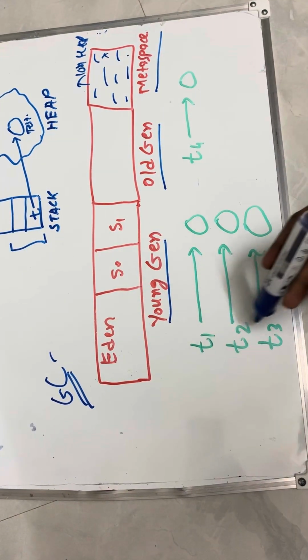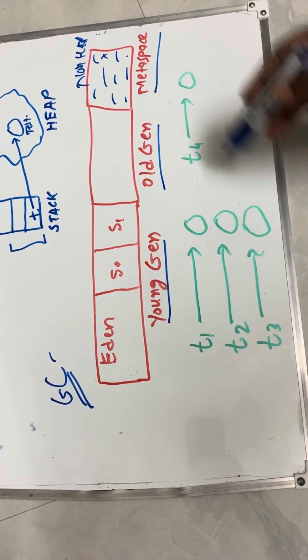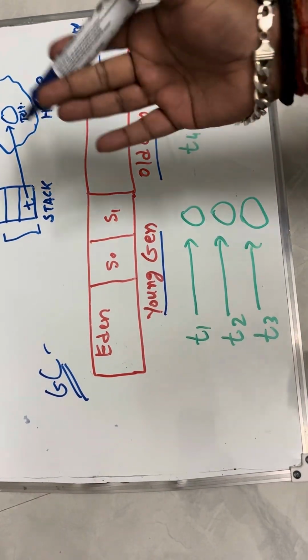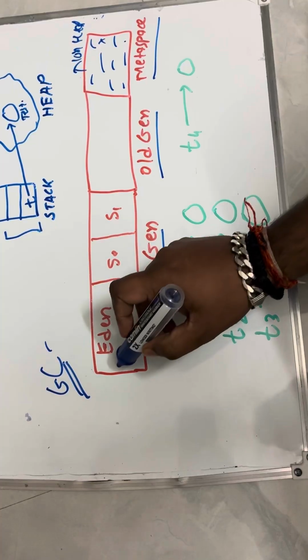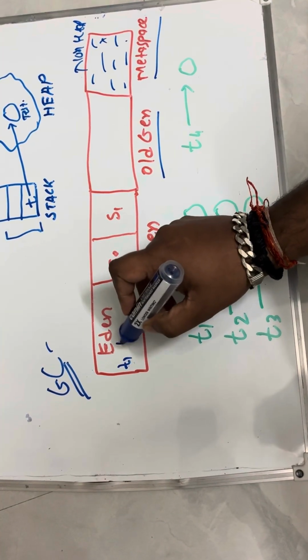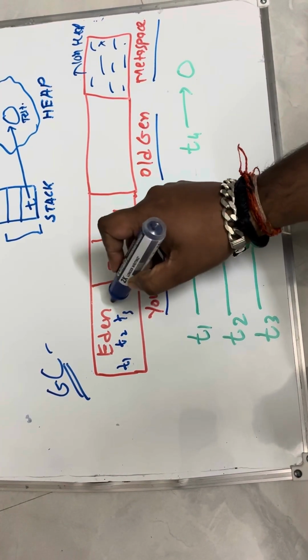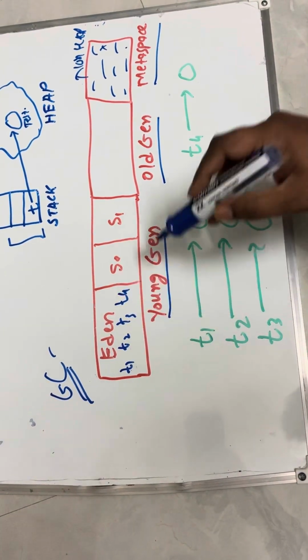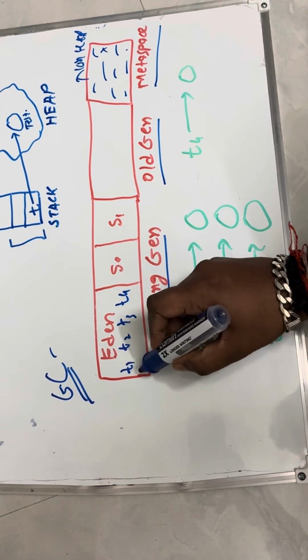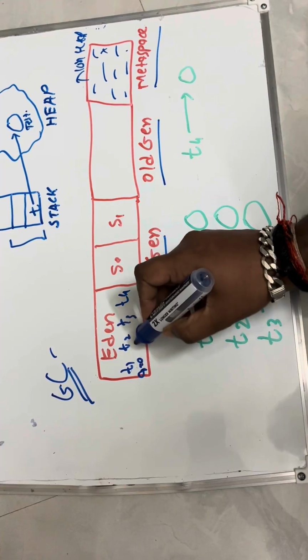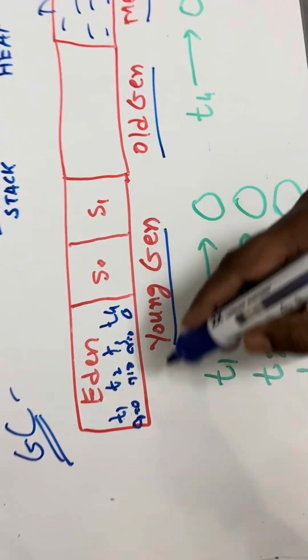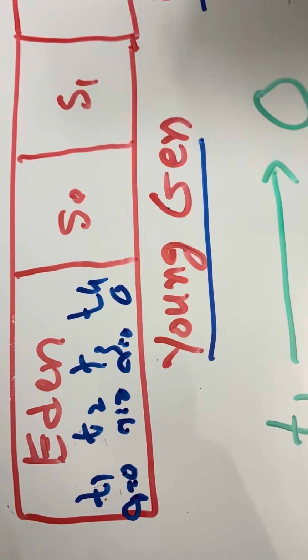Let's assume I have created four objects: T1, T2, T3, T4. The first time they get created from any function or anywhere, they will be created in the eden space. And there will be an age associated with each object. In this case it will be 0. Age will be 0. For simplicity I am just maintaining it over here.